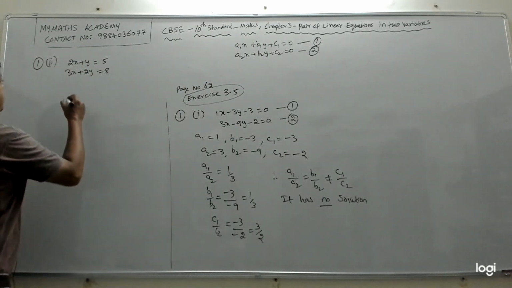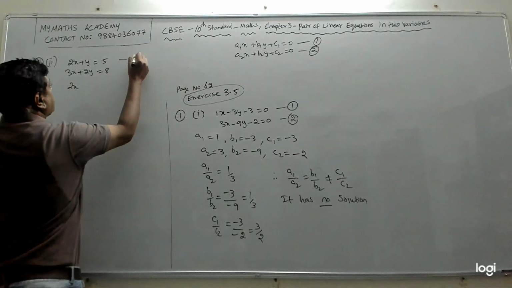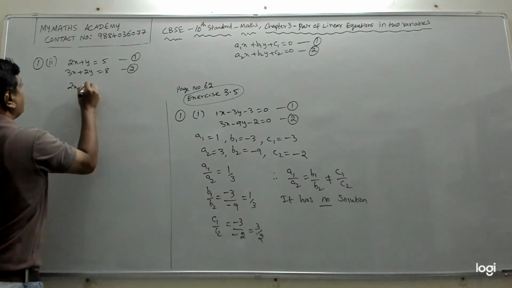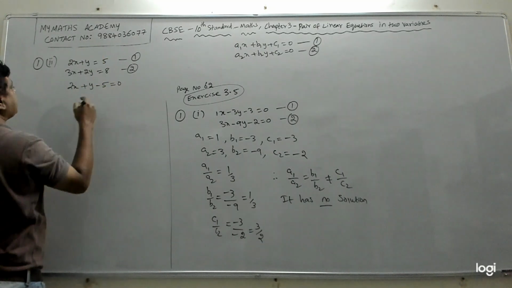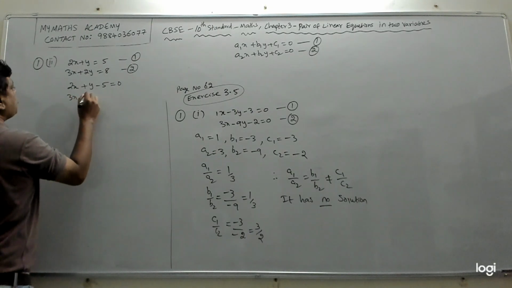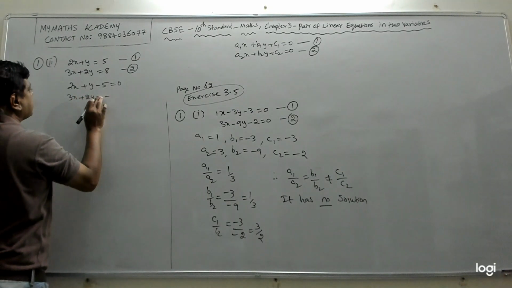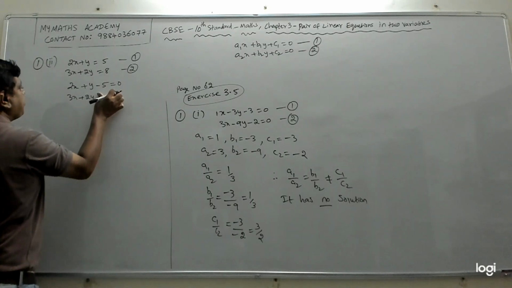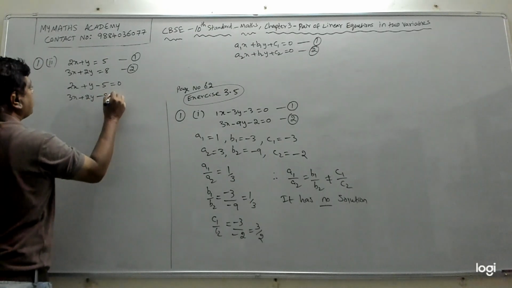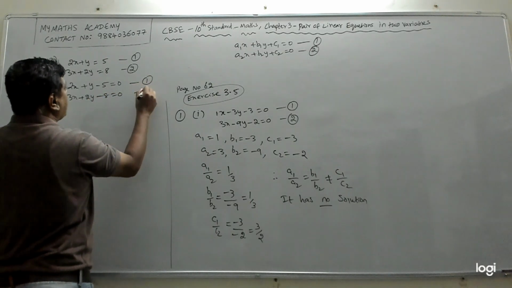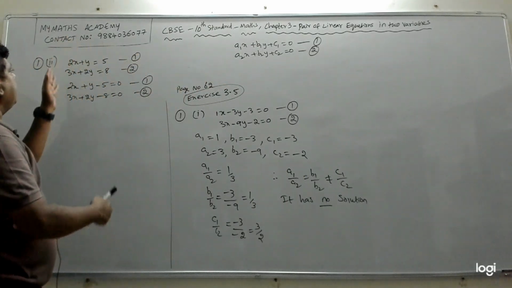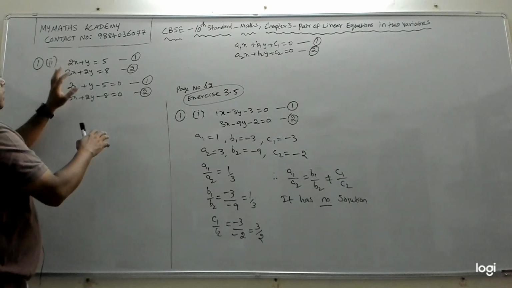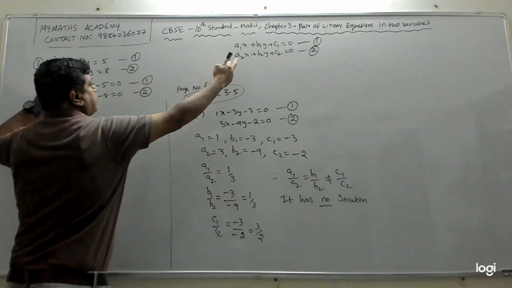So I will write the first equation as 2x plus y minus 5 equal to 0. The 5 has come to this side, so minus 5. Then the second equation, 3x plus 2y minus 8 equal to 0. So we have now converted the given set of equations into this form by bringing everything to the left side, and the right side is 0. Now this is in this form.